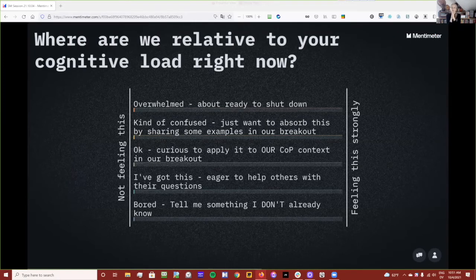Okay, I'm going to pause here because this is my confirmation bias. I have this assumption that everybody is bored to death and wants me to get back to something more interactive or less conceptual. So I need to pause and see where we're all at cognitively, so that we can be aware of the differences in the space and help people feel comfortable.